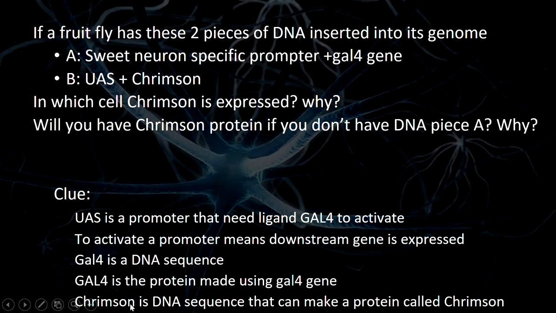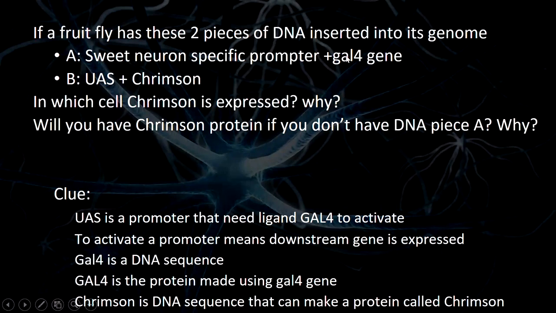Okay, and then the chromosome is a DNA sequence that can make a protein called chromosome. So there's two pieces of genes in the fruit fly. Which cell are you going to have chromosome expressed? The answer is in sweet neuron. Why is that? Because only in sweet neuron you have this promoter. This promoter will drive this gene, which means this gene will be expressed, right?